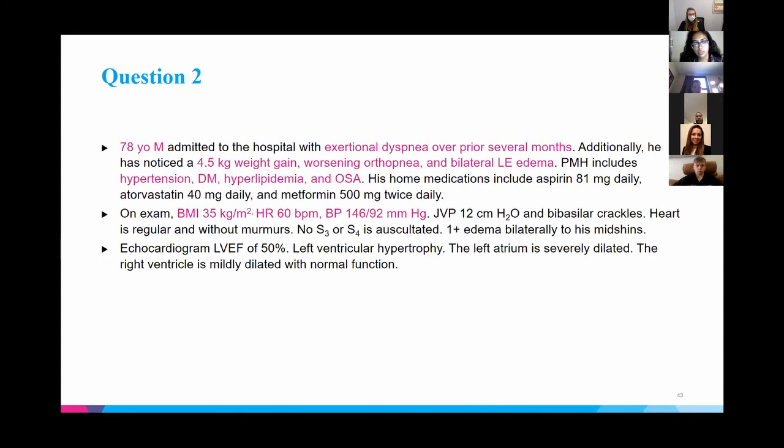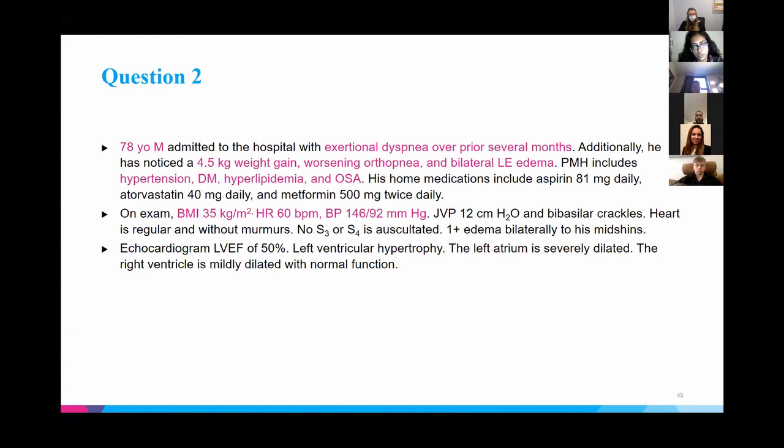So next question. We have a 78-year-old man who came to the hospital with exertional dyspnea over the prior several months. He's also noticed a 4.5 kilogram weight gain, worsening orthopnea, and bilateral lower extremity edema. His past medical history includes hypertension, diabetes, hyperlipidemia, OSA, and his home medications include aspirin, statin, and metformin. His BMI is 35, his heart rate is 60, his blood pressure is 146/92, JVP is 12, he has crackles, and he has edema.